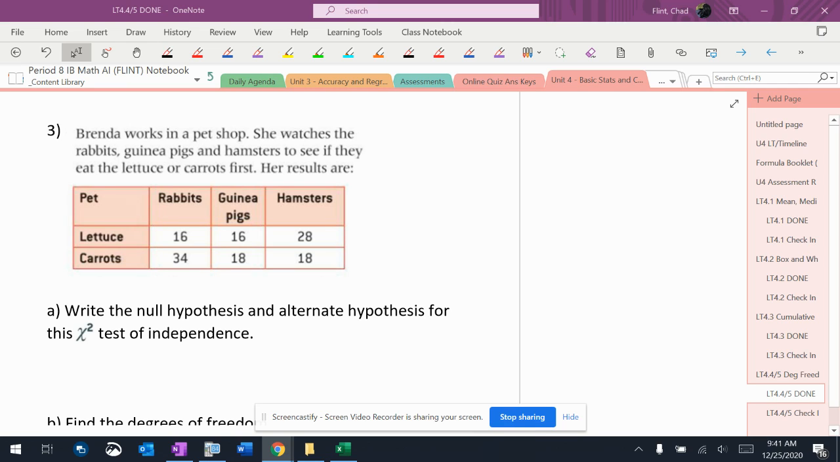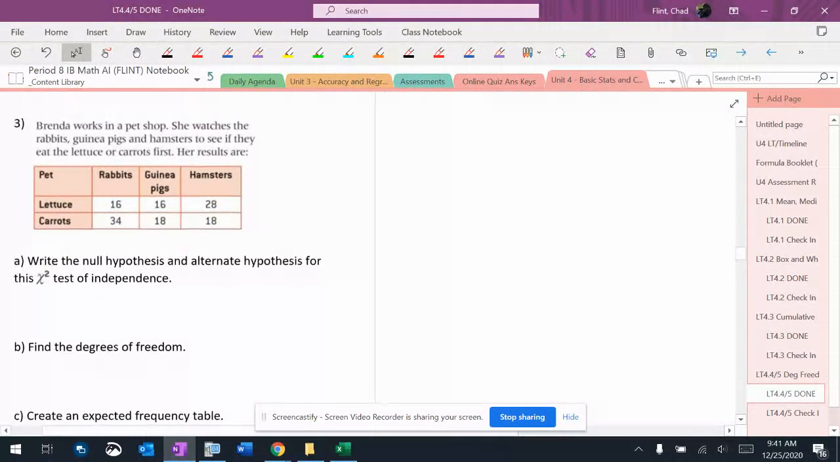So, this is another one of these tests here. A person works in a pet shop, seeing which kind of food certain species of pets eat first. So, let's write our hypothesis again.